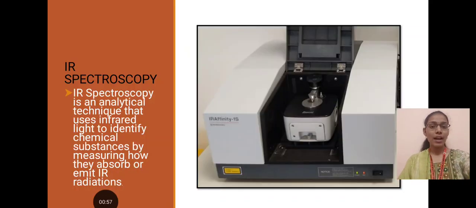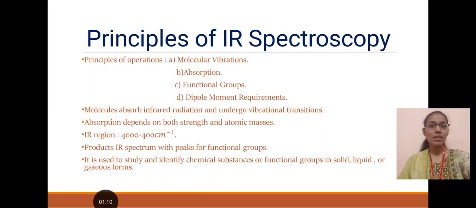Next. What is IR spectroscopy? IR spectroscopy is an analytical technique that uses infrared light to identify chemical substances by measuring how they absorb or emit IR radiations. Principles of IR spectroscopy. Principles of operation. IR spectroscopy has four principles. They are molecular vibrations, absorption, functional groups, and dipole moment requirements.